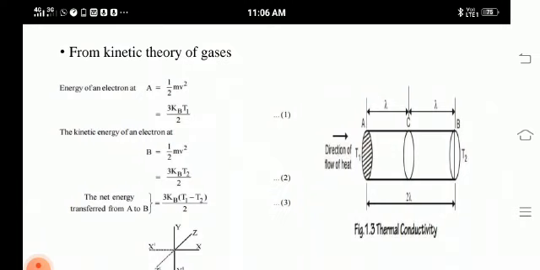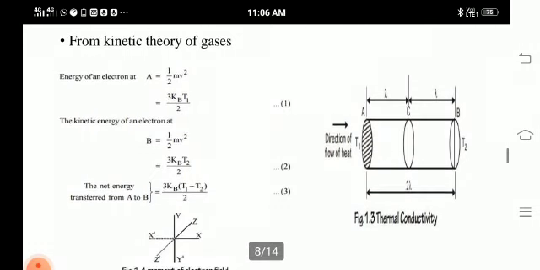In the same way, the kinetic energy of an electron at position B, the cold end, is 3 kB T2 divided by 2. Equation 1 gives the kinetic energy of an electron at plane A, and equation 2 gives the kinetic energy at position B, the cold end. So the net energy transferred from A to B is equation 1 minus 2, that is 3 kB (T1 minus T2) divided by 2.